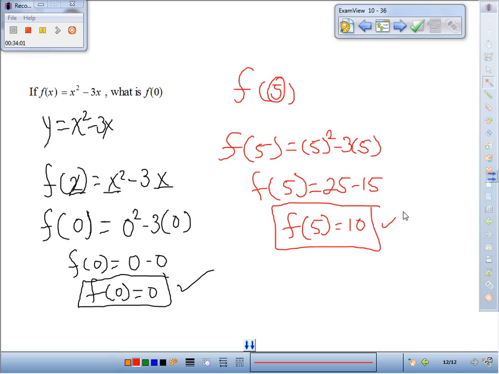So far so good? Okay, let's do one more. The last one. I want you to use the same function, and I want you to evaluate when f of, give me a number. 1. F of 1. Go. Okay, you should be done by now. Check your work with your neighbor. F of 1, what they got.